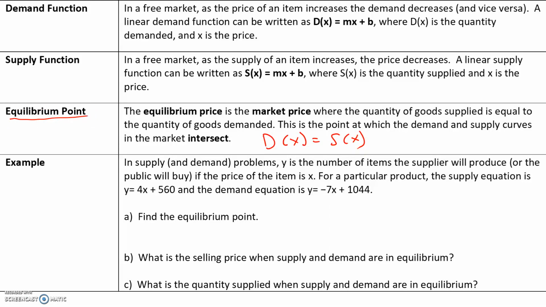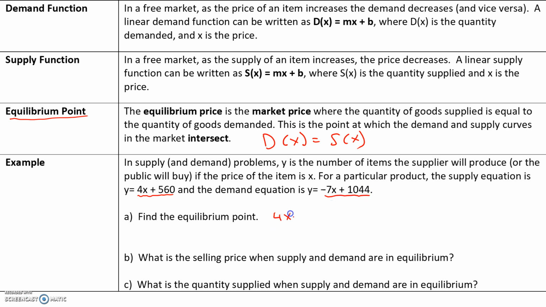So here's an example. In supply and demand problems, y is the number of items the supplier will produce or the public will buy if the price of the item is x. For a particular product, the supply equation is y equals 4x plus 560, and the demand equation is y equals negative 7x plus 1044. Find the equilibrium point. The equilibrium point is where the supply is equal to the demand.